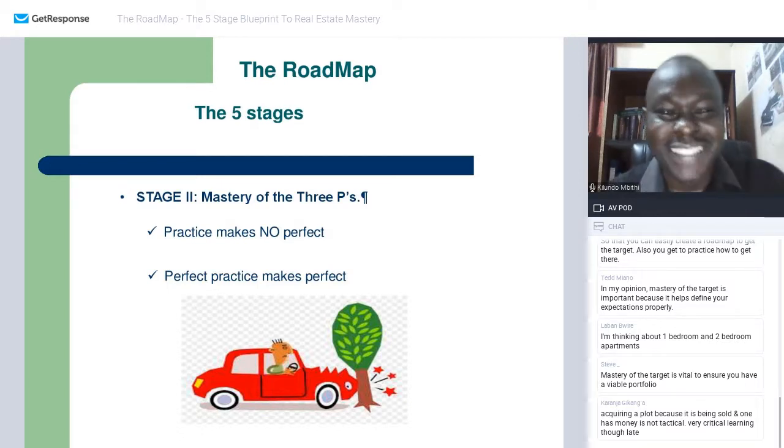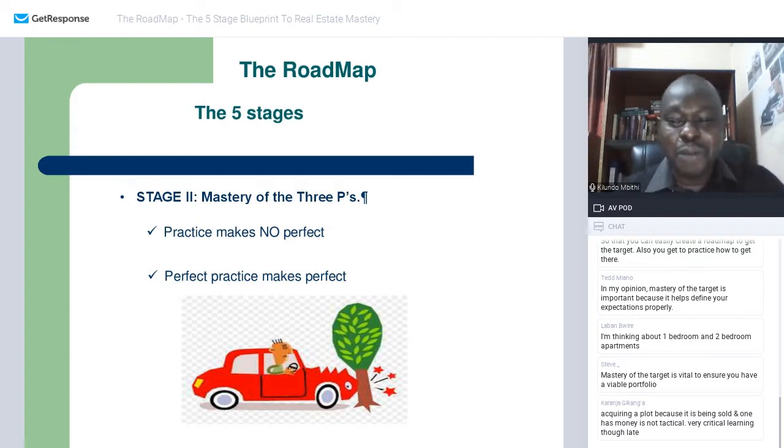Does that make sense, guys? If you practice the wrong thing, you'll become perfect in the wrong thing. I think somebody talked about buying plots left, right, center. If you practice that, you're going to end up with a bunch of land everywhere, but you're broke. But if you understand what you're doing, you'll end up with a bunch of land that can be built on to give you income, or that can be leveraged to give you income generating properties. But if you do not know what to practice, you will not achieve your objective.